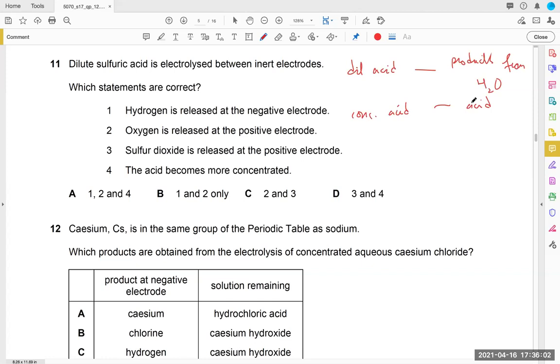The acid becomes more concentrated. Yeah, because the more water you break down, the less water is left over. So concentration of acid increases, because the water is leaving the solution. So 1, 2, and 4 are correct in this. If you have any question at any stage, feel free to ask.